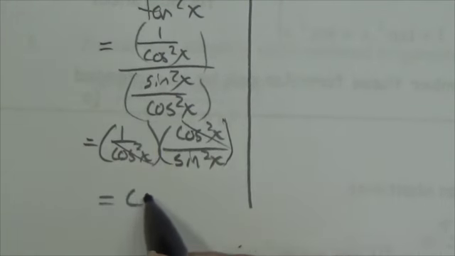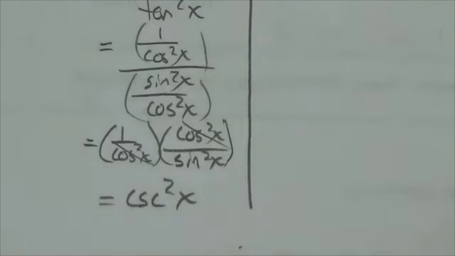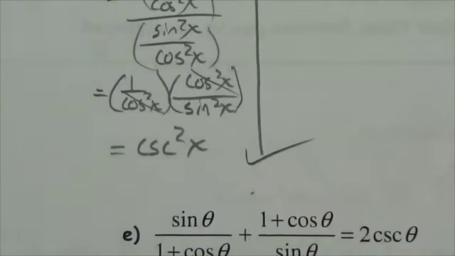Well, I know what that is. That's cosecant squared. And so there we go. The left-hand side and the right-hand side are equal to each other, independent of each other.